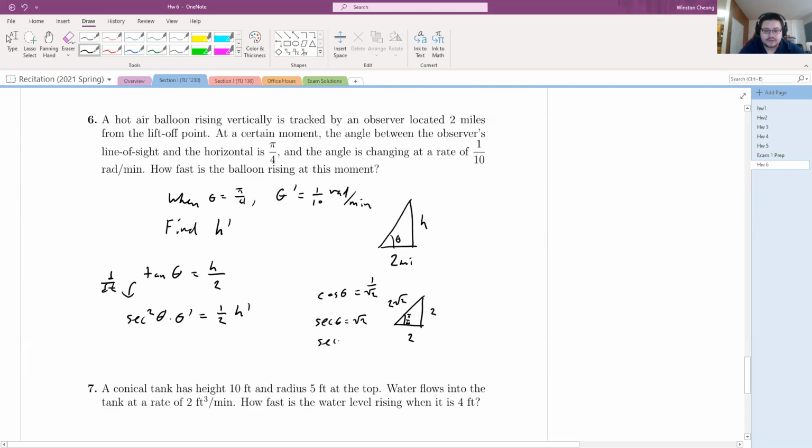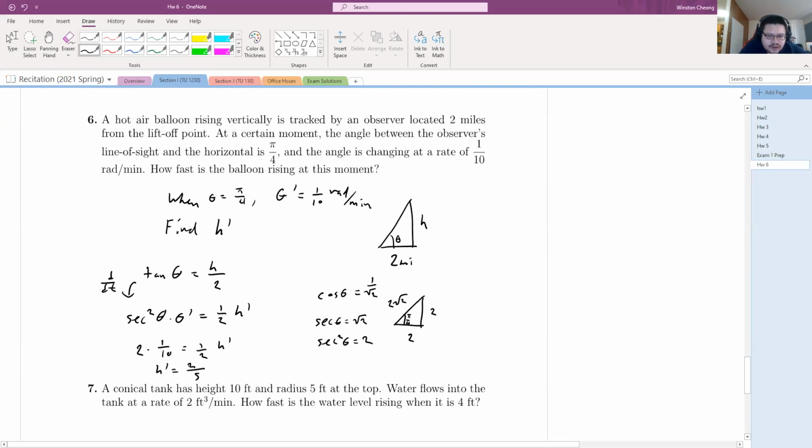And so then when we square it, we get 2. Okay. So that gives us this value over here. We get 2 times, and we're given theta prime, 1 over 10, equals 1/2. And then h prime is actually the thing we're looking for. Okay. And so now we just go ahead and solve it. Very easy. 4 over 10, so that's 2 over 5.